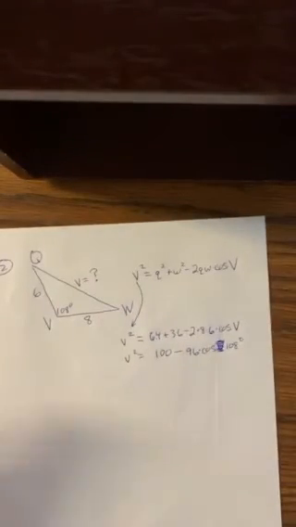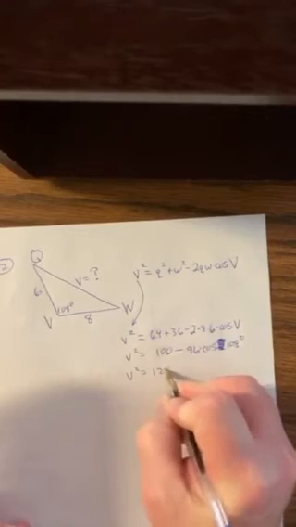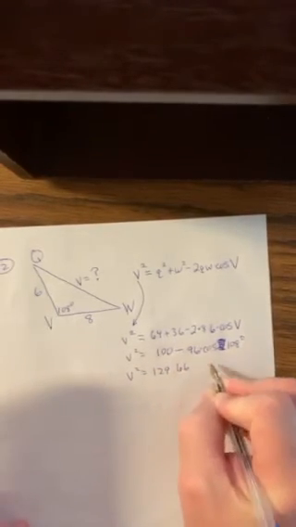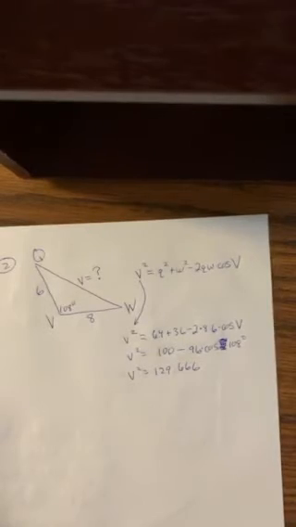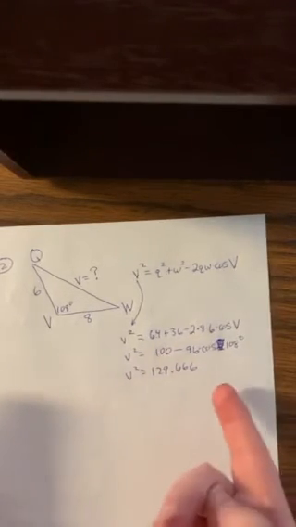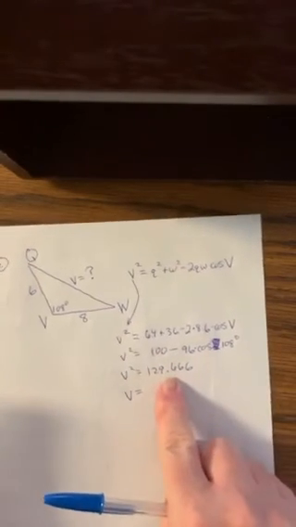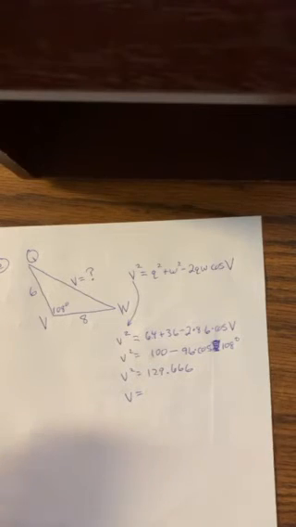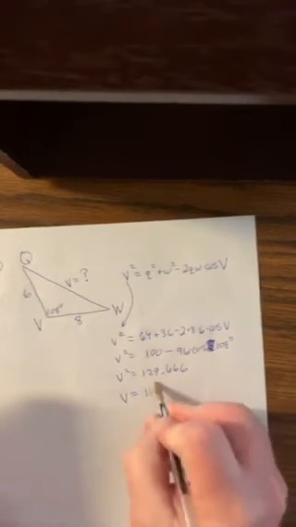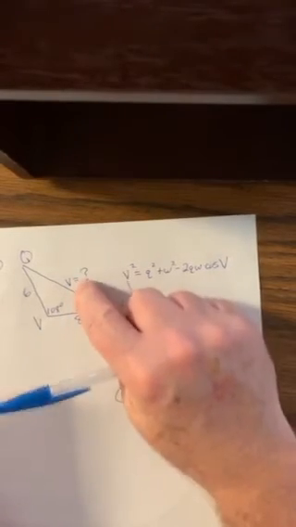Let's do the work there. If I type in 100 minus 96 cosine 108 and hit enter, my calculator is saying 129.6656. So I'll go to 129.666 on my paper. But of course, I square root both sides. And if I square root that answer, 129.666, that's on my screen, I end up with, it looks to me like 11.38. So 11.4 is my missing side V.